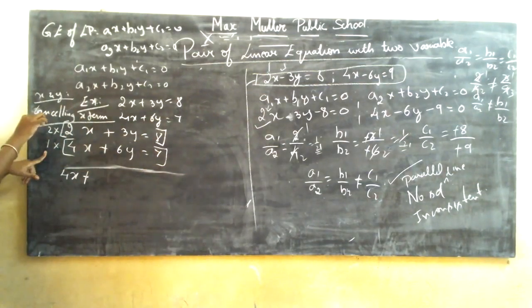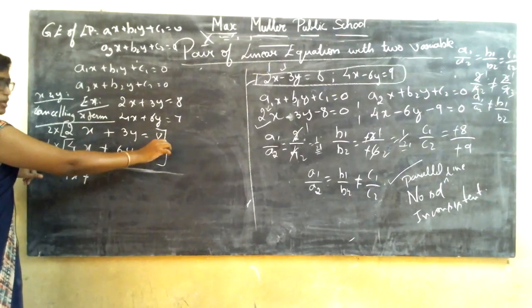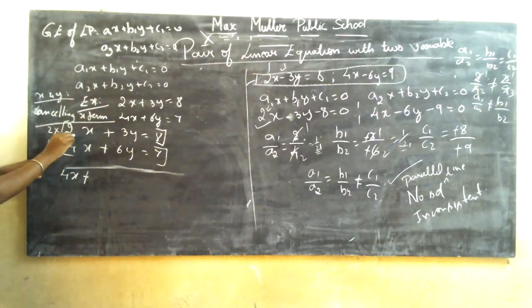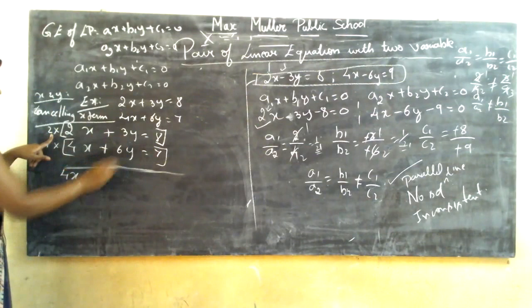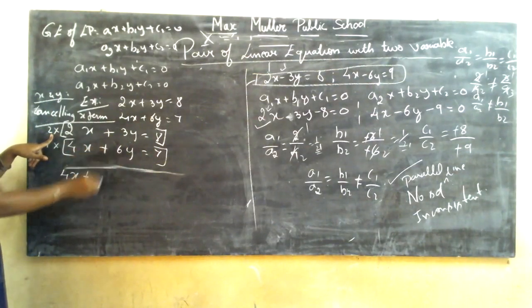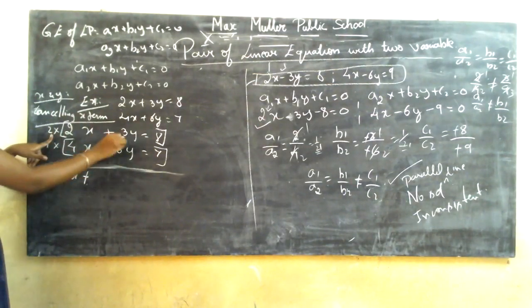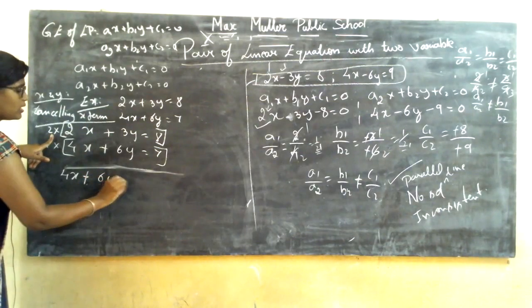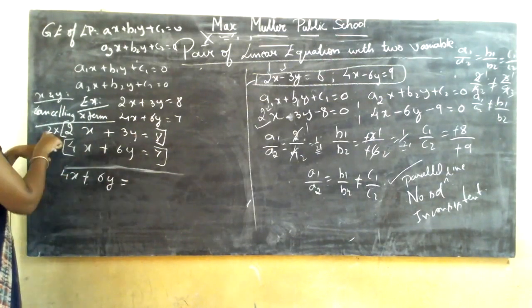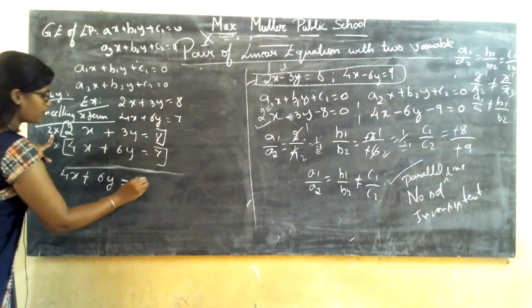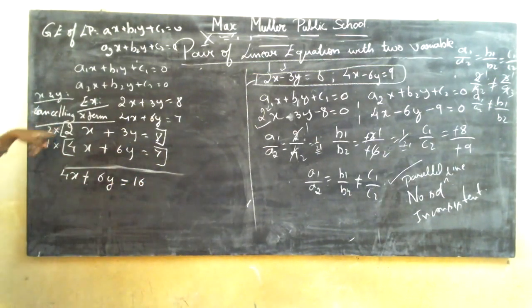Since you are cancelling only x terms, there is no condition that you need to multiply only for the x terms. No, you should multiply this 2 for the complete equation. Clear? So it is 2 2s are 4. Next, plus, it is there, so I have written plus. Next 2 into 3 is 6y is equal to, I have written is equal to. Then 2 into 8 is 16. Clear? This is the first equation.